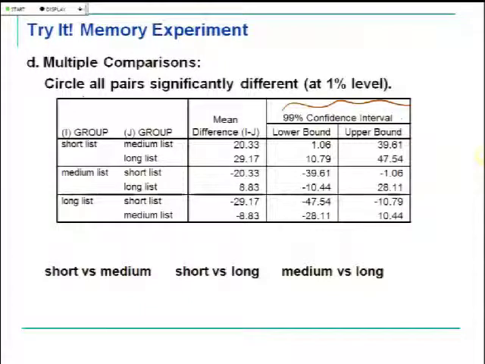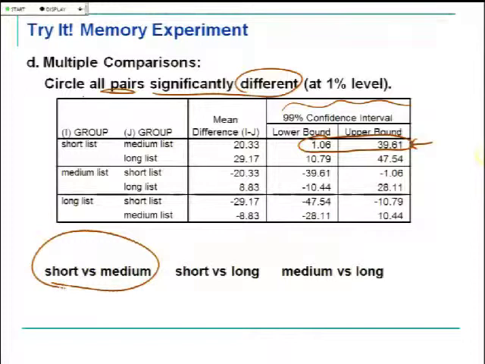I'm asked to circle the pairs that show there's a difference. So that means I want to find the confidence intervals which what? Do have 0 in them or do not. If I want to show differences, then I don't want 0 in the interval. So looking at the intervals, which ones do not have 0 in it? That very first one doesn't. Is there a difference between the short and the medium list? Yes. So short and medium I should circle.